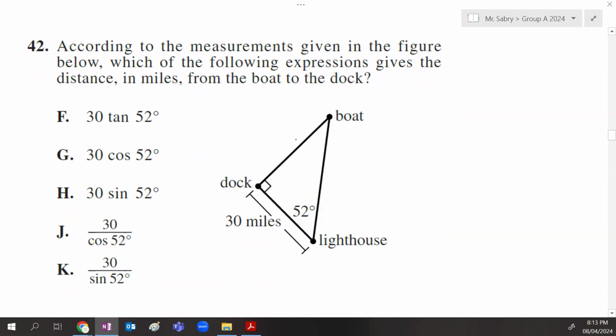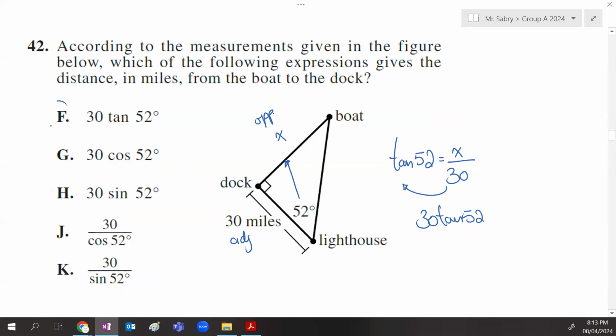They need which of the following expressions gives the distance from the boat to the dock, which is this distance here. So they're basically asking me for the opposite, and I already have the adjacent here. So I'll be thinking of tan, definitely. Tan 52 equals the opposite, which is x, over the adjacent, which is 30. Then you move 30 to the other side by multiplication, and you'll find the answer as F.